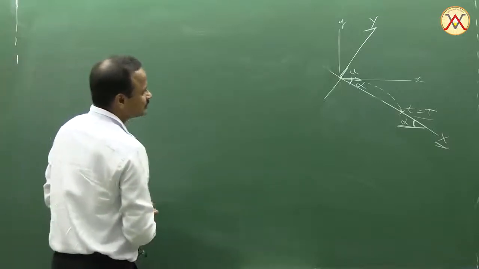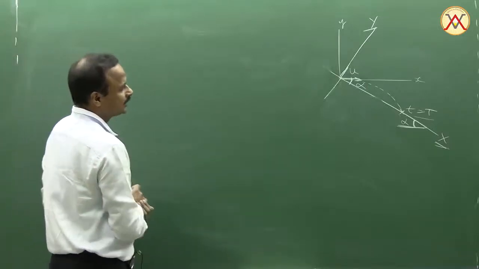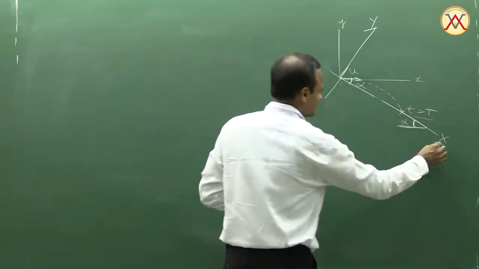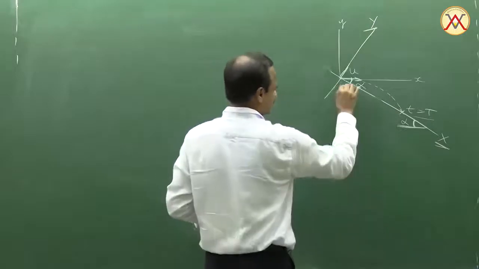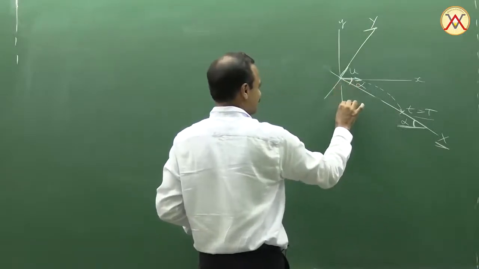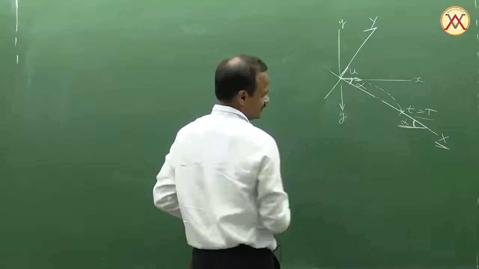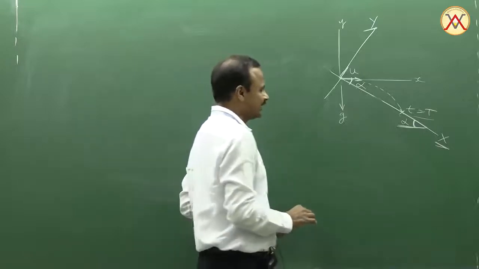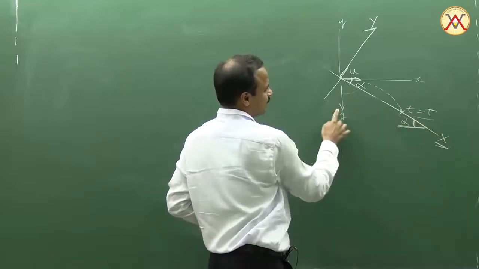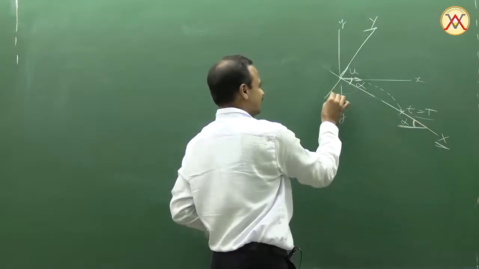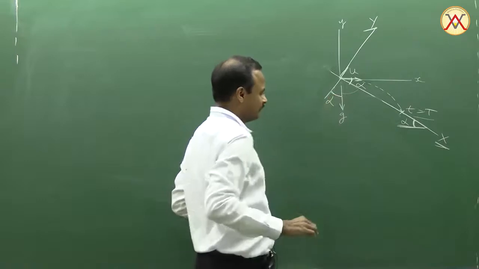Okay, so let me first do it using our new coordinate system, capital X, capital Y. In this coordinate system, we have to resolve g, which is vertically downwards. Now if this angle is alpha, we know this is pi by 2 minus alpha. So this angle is again alpha.